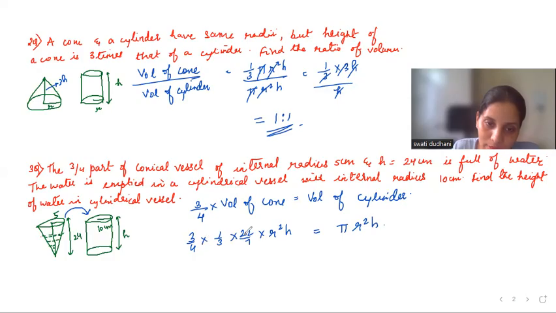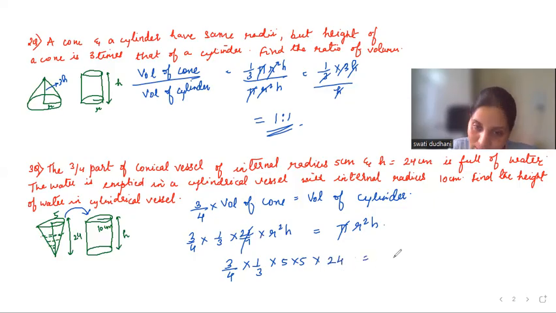So what can we cancel? Pi gets cancelled. Now let us substitute the values. 3/4 into 1/3 into radius of cone is 5 and height is 24. Now here radius is 10, 10 into 10 and height is to be calculated. So let us first reduce everything.